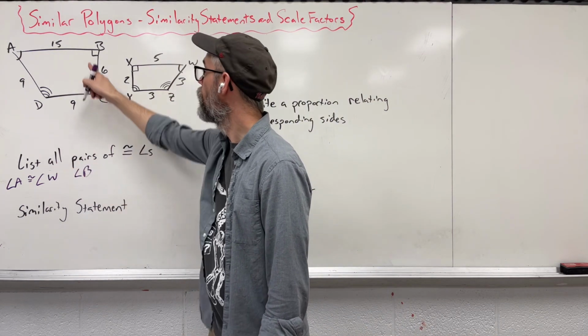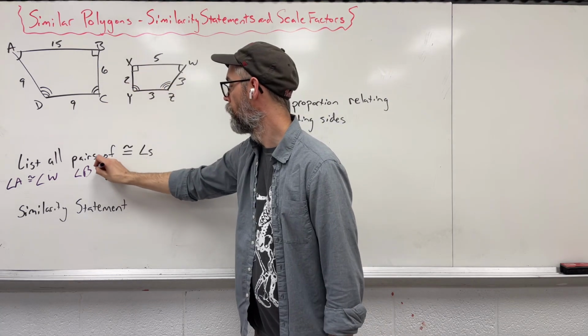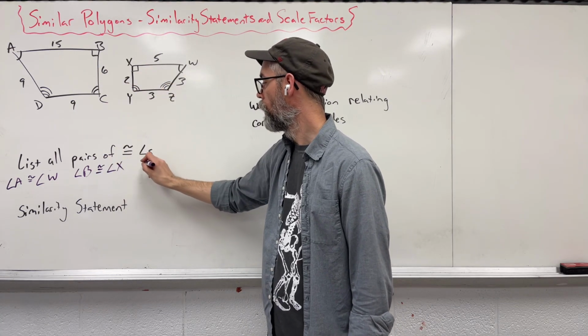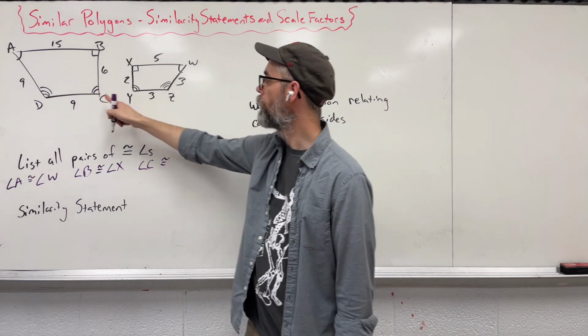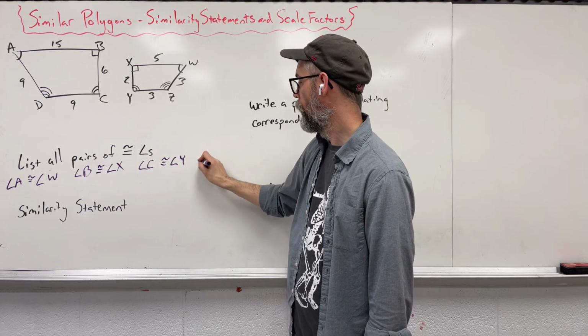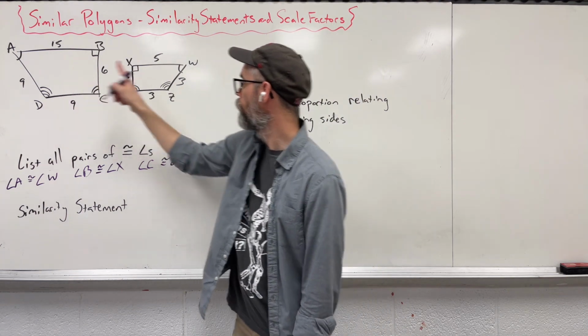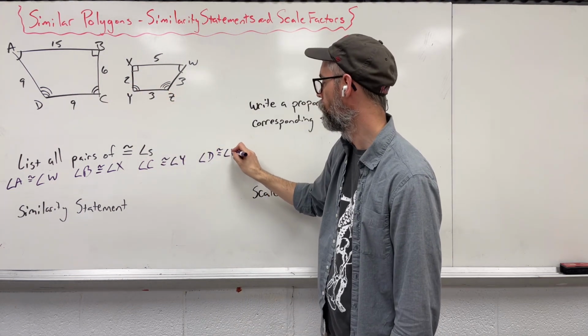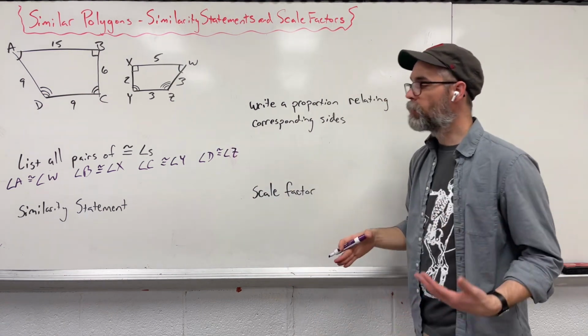Angle B is a right angle. What's the other right angle? X. Angle C is congruent to, that's two arches. Two arches is Y. And angle D is congruent to three arches. Three arches is angle Z. Okay, so we just matched up all of our angles.